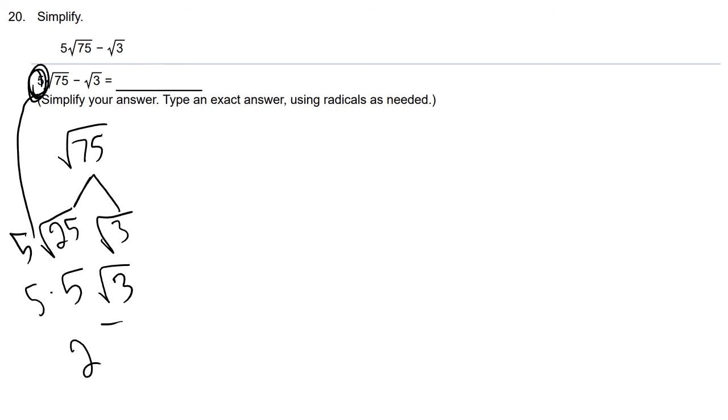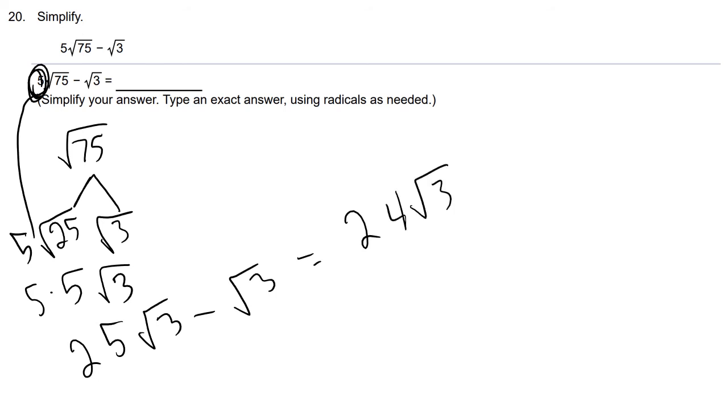So this ends up being 25 cube root of 3. Don't forget those coefficients that are in front of the radical before we start. Now when we subtract cube root of 3, we end up with 24 cube root of 3 because we're just taking 1 cube root of 3 away.